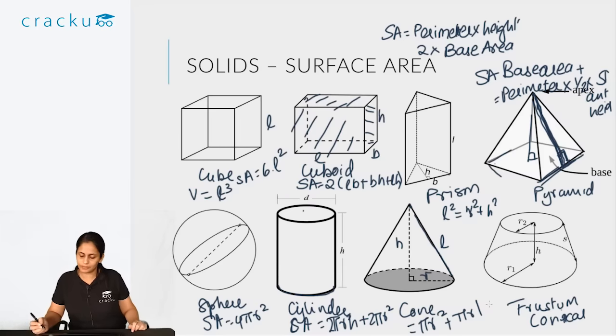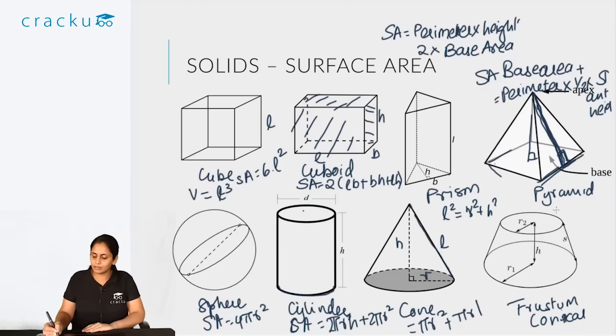Now let's come to the frustum of the cone. For the frustum of the cone, generally, I prefer to calculate it by calculating the curved surface areas of the bigger cone minus the smaller cone, and then add the two surface areas of the circles. But you can remember a shorthand way of remembering the surface area for the frustum itself.